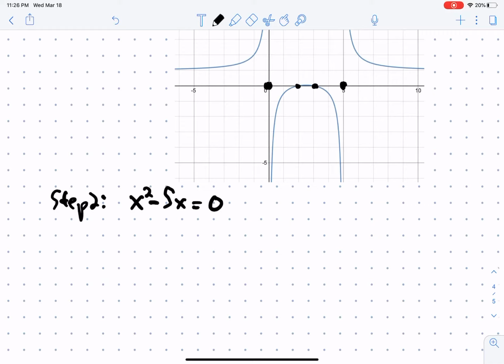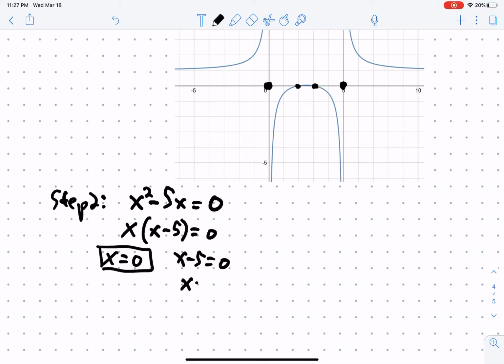To solve this, x squared minus 5x equals 0, you'll notice that both of the terms here have an x in them. So we can factor this by just factoring out an x. It's x times x minus 5 equals 0. And then once again, we can set each thing equal to 0. The x equals 0 and the x minus 5 equals 0. X equals 0 just gives us an answer, and x minus 5, if we add 5, we get that x is 5. Okay. So these are places where the function is undefined.